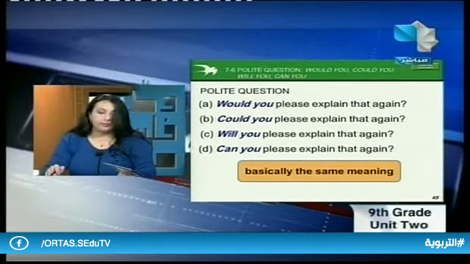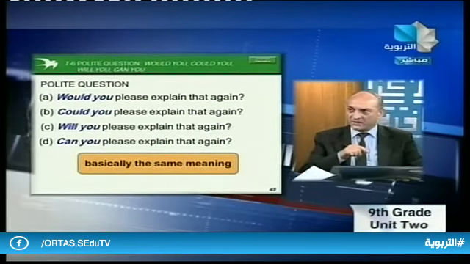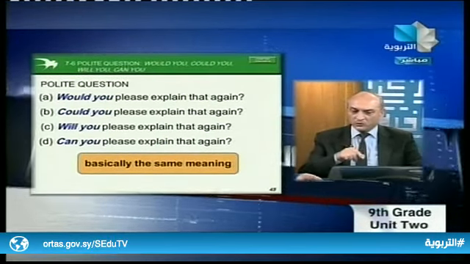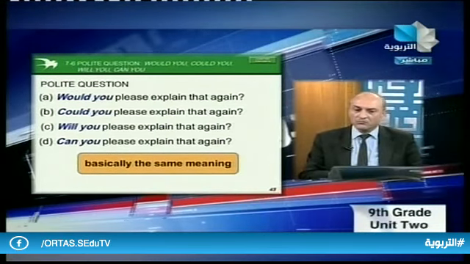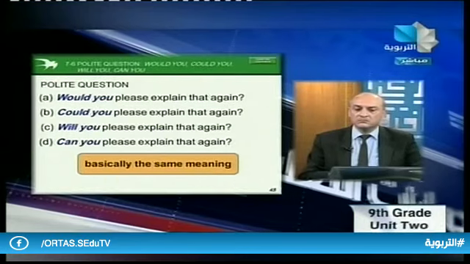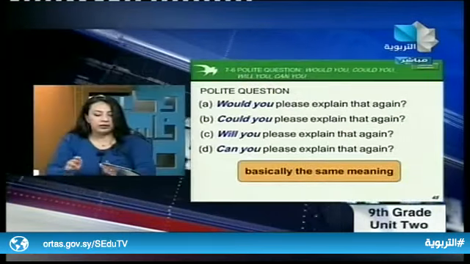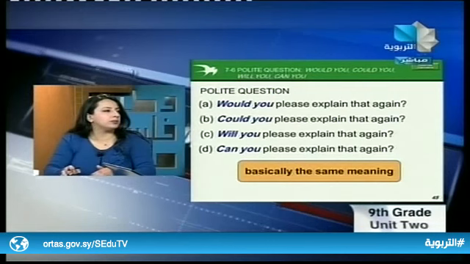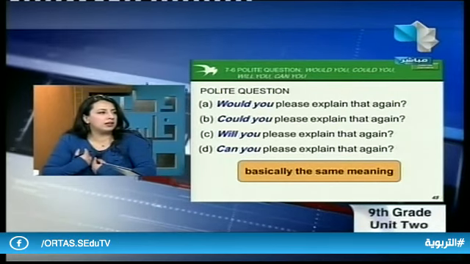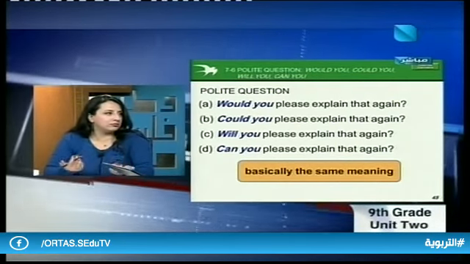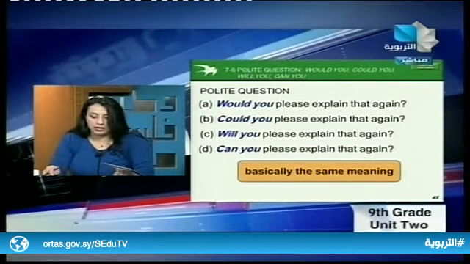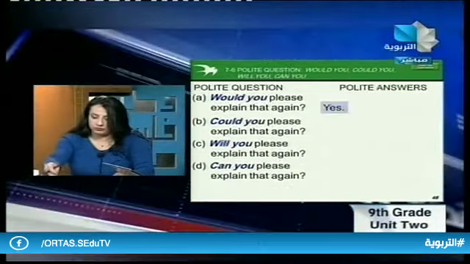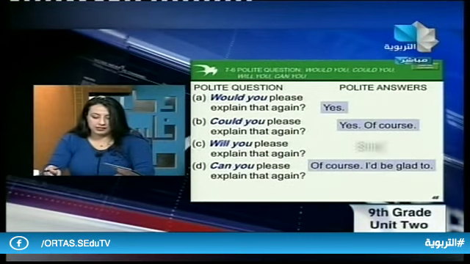So all these modal auxiliaries have the same meaning: would you, could you, will you, can you. You can see that now we use the subject you. The pronoun you is used now. We can't use may you, because may is used when you talk about yourself. May I? But not may you. So with these words we should use you: would you, could you, will you, can you, but we can't say may you. Excellent.